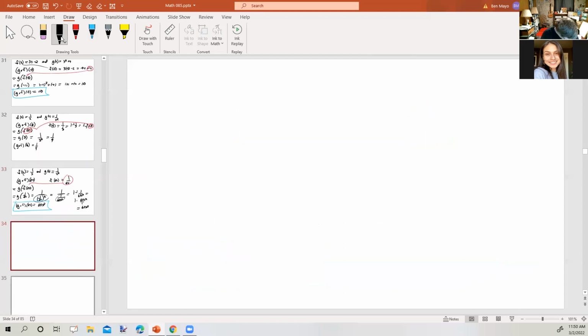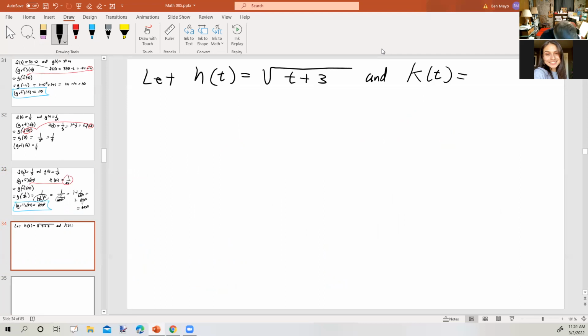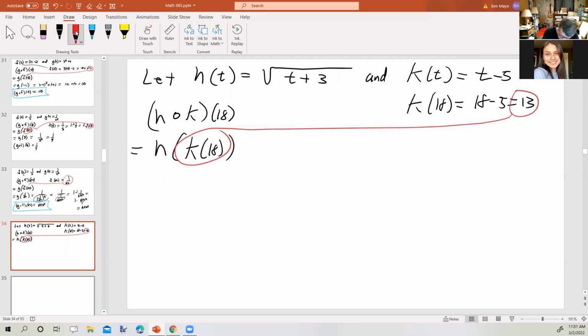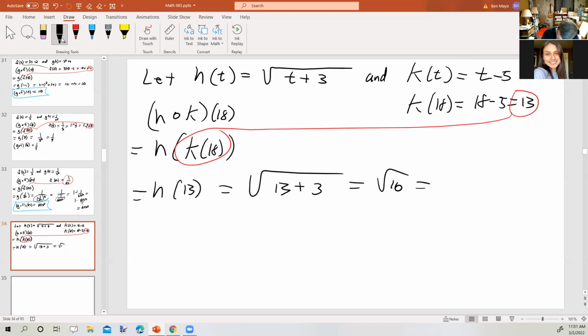Okay. Now, let h of t equal the square root of t plus 3 and k of t equal t minus 5. Find h composed with k of 18. So h composed with k of 18 equals h of k of 18. Well, k of 18 is 18 minus 5, which is 13. So 13 goes in the place of k of 18. So now we have h of 13, which is the square root of 13 plus 3, which is the square root of 16, which is 4.